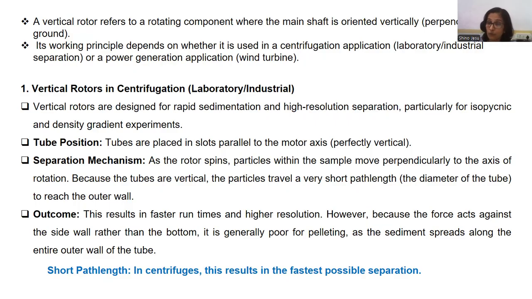This results in the fastest possible separation also. So that's all for today.